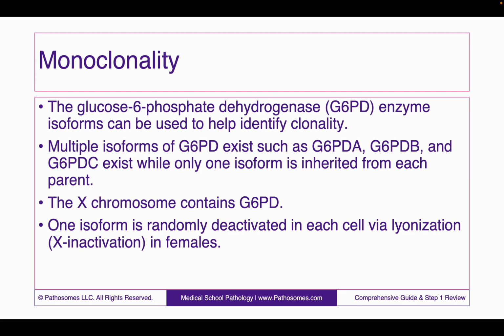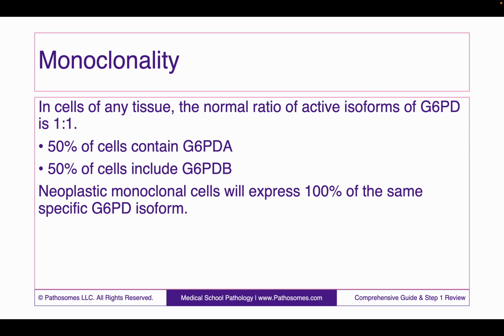The X chromosome contains G6PD. One isoform is randomly deactivated in each cell via lyonization, or X inactivation, in females. In cells of any tissue, the normal ratio of active isoforms of G6PD is 1:1. That is, 50% of the cells contain G6PDA, and 50% of the cells contain G6PDB.